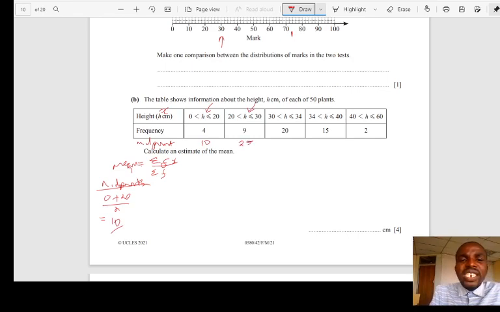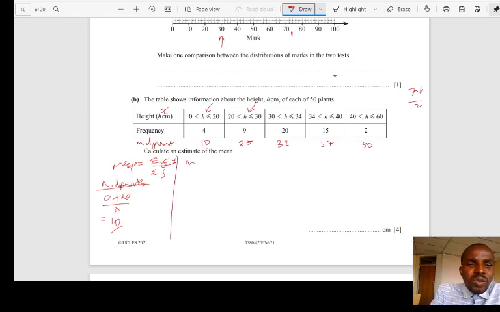This one, 30 plus 34, 64, divided by 2 is 32. Then next, 34 plus 40, 74. 74 over 2, what do you get? You get 37. Next, 40 plus 60, 100 divided by 2, it's 50. So that will be the midpoints.